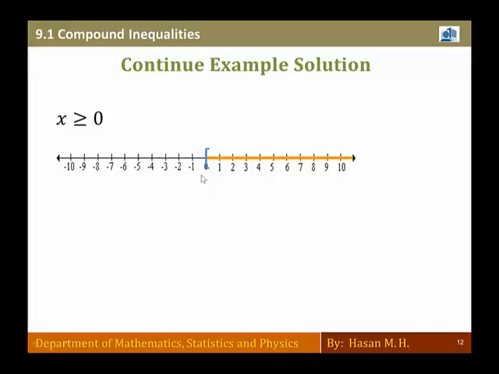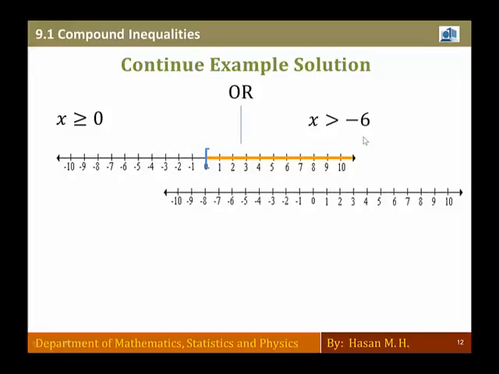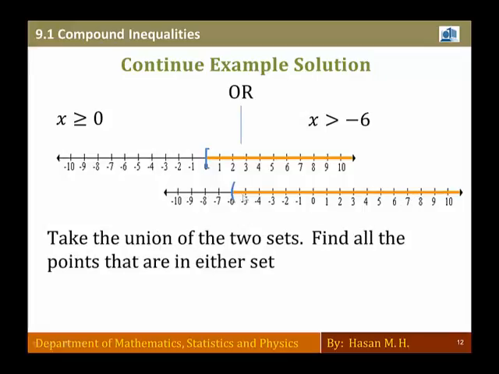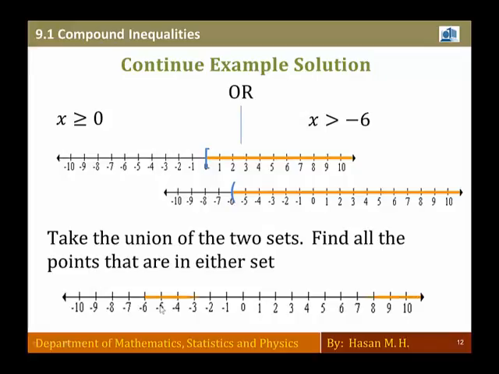Now graph x greater than negative 6. Locate the negative 6 on the real number line and find the numbers that are greater than negative 6. Take the union of the two sets, find all the points that are in either set. We will have negative 6 to infinity, and the interval notation will be negative 6 to infinity.